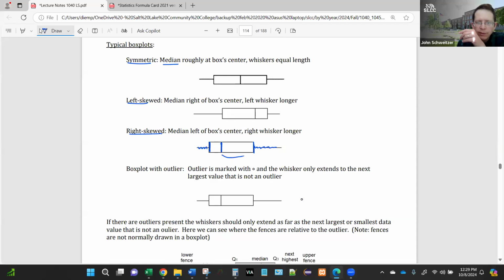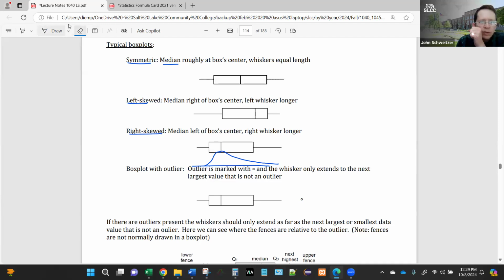Roughly 50% of the data here is spread out over that distance. On the left, the lower half is spread out by about this much, right? So you can just tell it's denser here and more spread out over here, which would indicate a right skewed pattern. So basically something like this, right? It's pretty tight on the left and then a little bit more spread out on the right. That's a right skewed pattern.